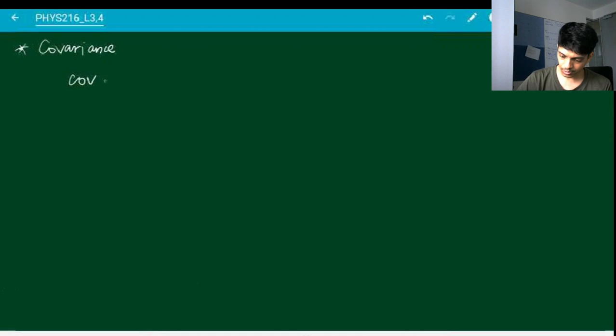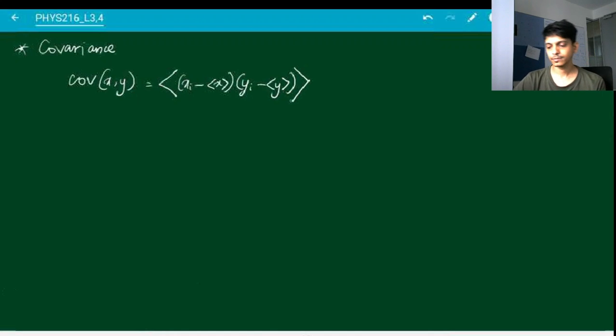So you can define the covariance of x and y, and this is defined as the average of xi minus the average of x, times yi minus the average of y. So this is the definition of covariance.